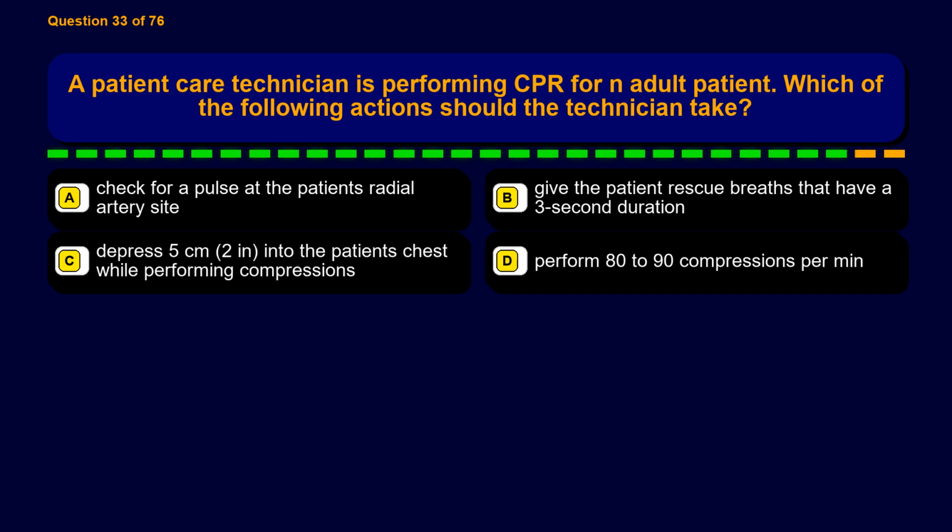Question 33. A patient care technician is performing CPR for an adult patient. Which of the following actions should the technician take? Option A. Check for a pulse at the patient's radial artery site. Option B. Give the patient rescue breaths that have a 3-second duration. Option C. Depress 5 cm, 2 in, into the patient's chest while performing compressions. Option D. Perform 80 to 90 compressions per min.